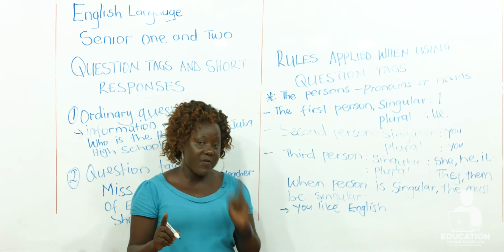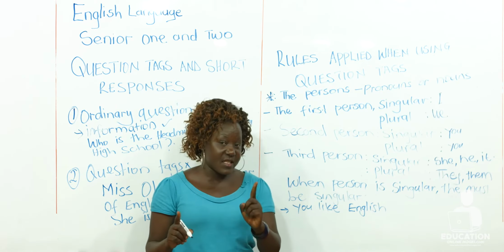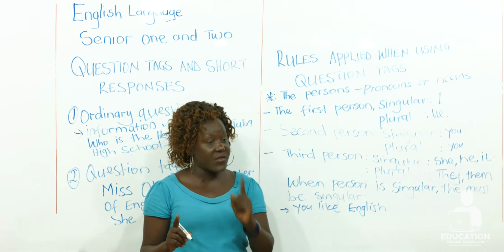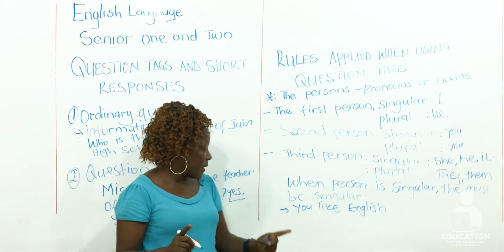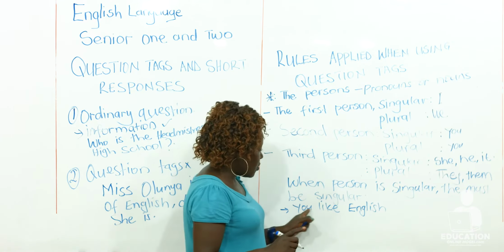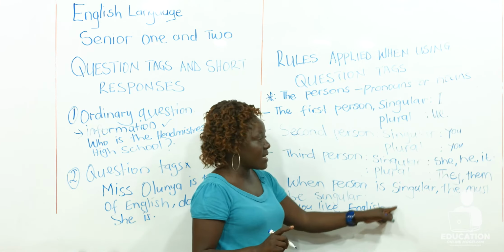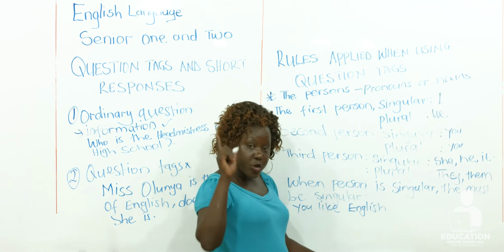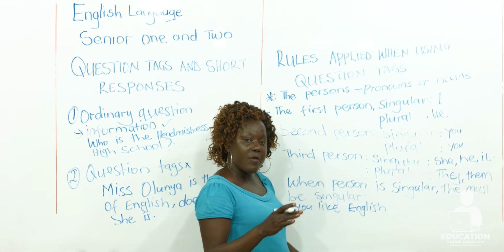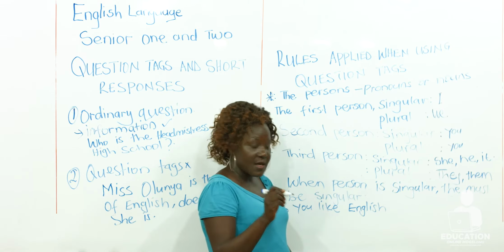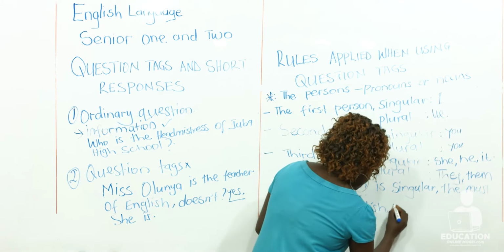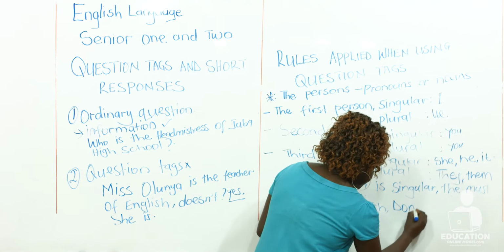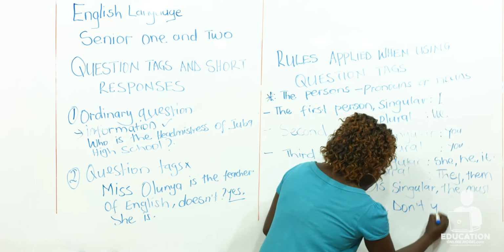In this case, our verb will change from is to are, which is an auxiliary, a helping verb. So instead of saying you like English, doesn't you, you will say don't you, from the word do. Do is the plural form of the word does. So you will say don't you?